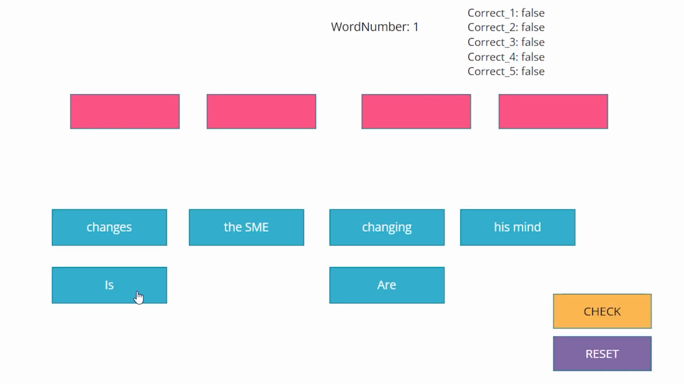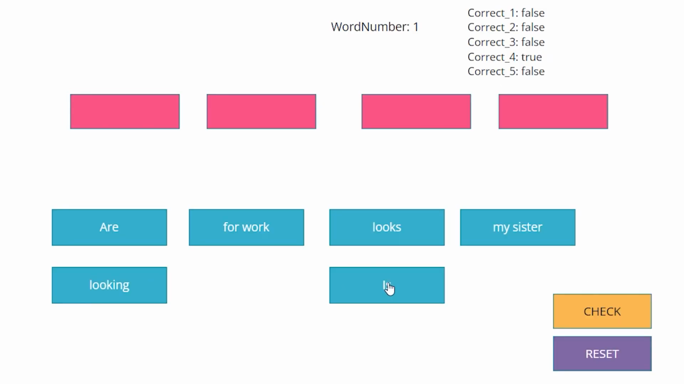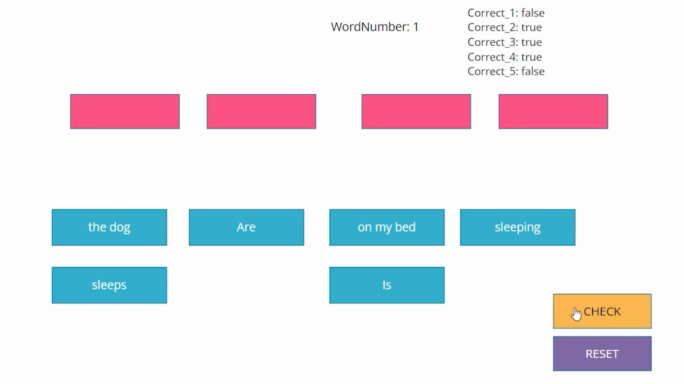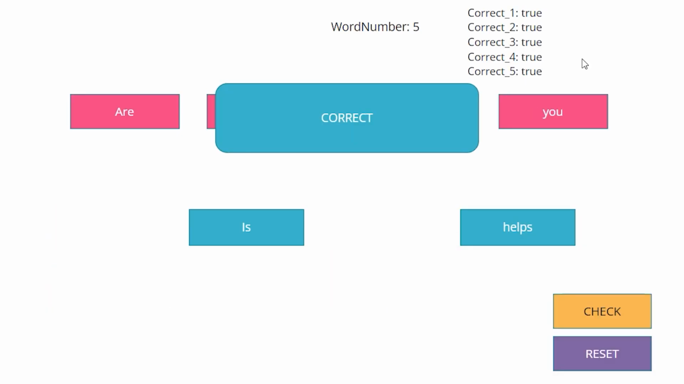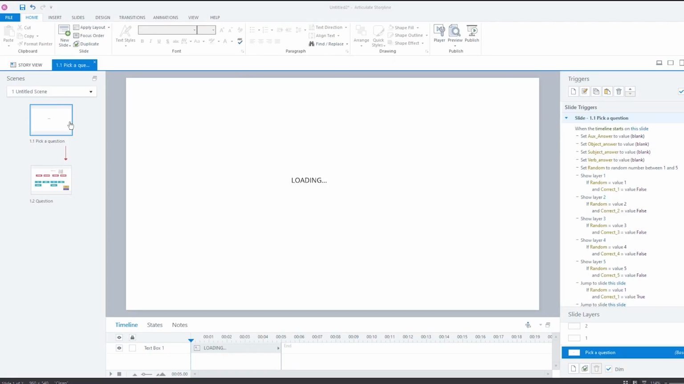Is the SME changing his mind? Yes, this variable is now true. Is my sister looking for work? Now that's true. And let's speed through all of them to the last one. And now you see that at the end, it gets stuck. It doesn't have any more questions to pick. They've all been answered correct, so it gets stuck in this loop of jumping back to this slide forever.